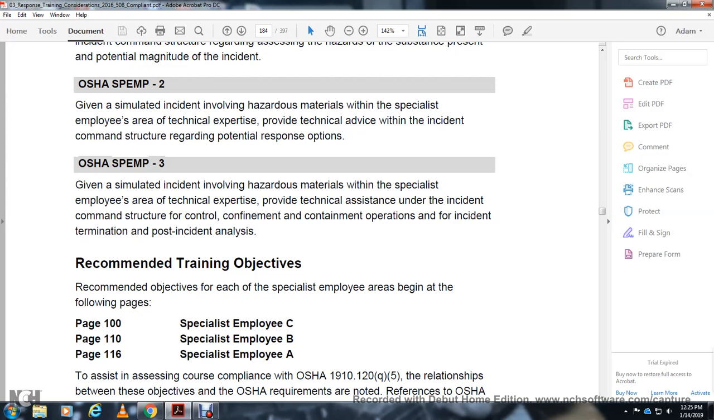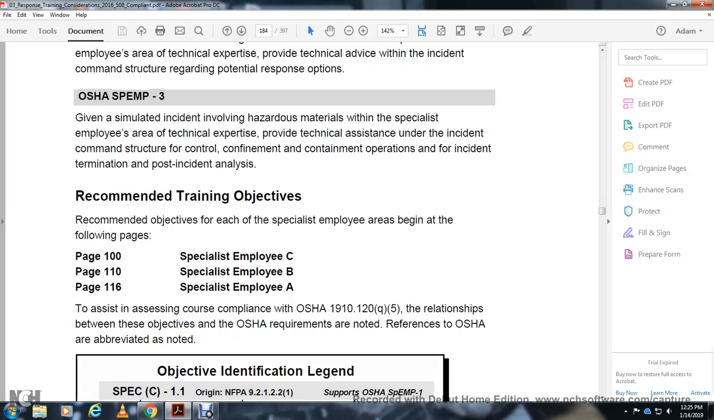Recommended time and training with the objective: each of the specialist employees is at the following levels: specialist employee C, specialist employee B, and specialist employee A, specifically assessing the objective for compliance with OSHA 1910.120 Q5, the relationship between the objective and the OSHA requirements, with reference to OSHA noted.